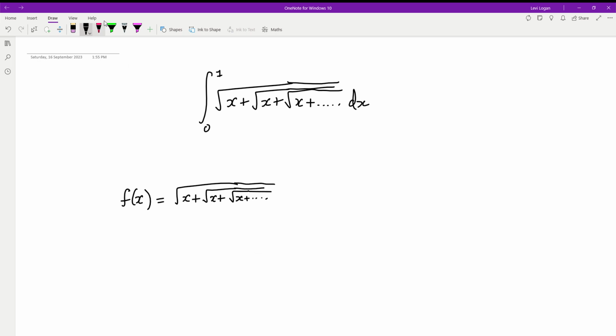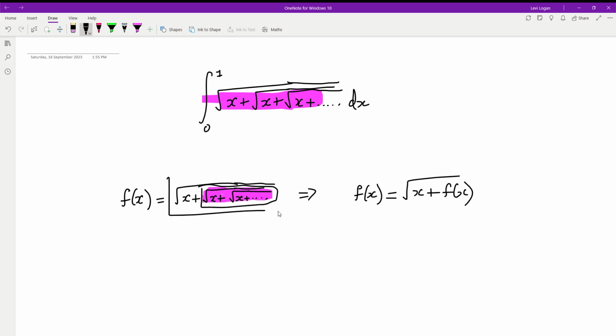Now what we can see here is technically this entire thing is just f of x, is it not? Well, not the integral itself, the function inside the integral. That is f of x. So why can't we rewrite this like this? f of x is equal to the square root of x plus f of x. It's a bit weird to write, but that is true. If you were to keep going on forever, this is exactly the same as this whole thing here, which is really weird to think about.